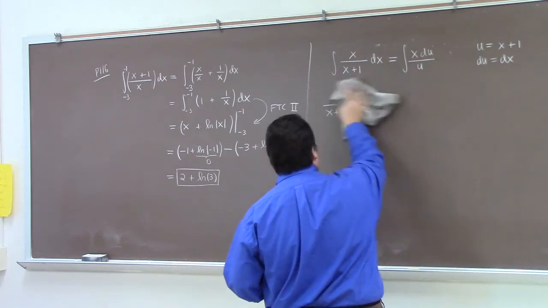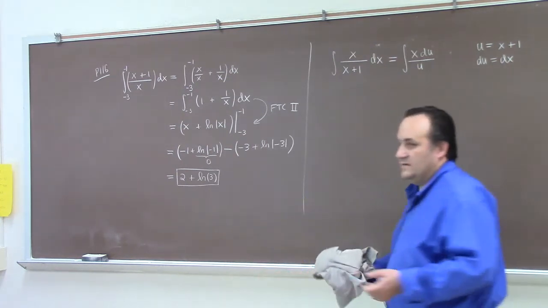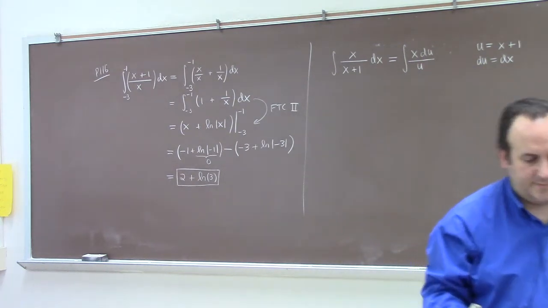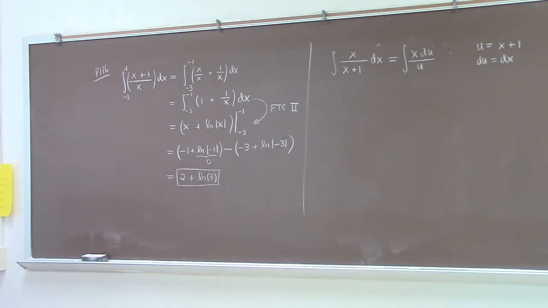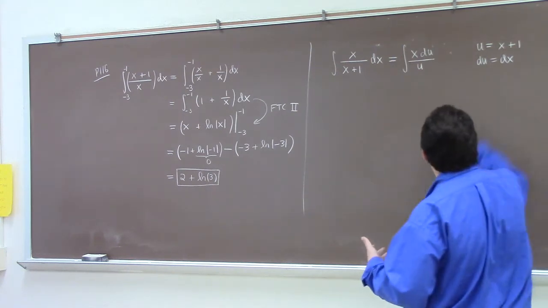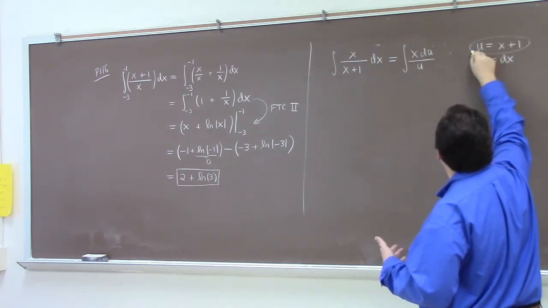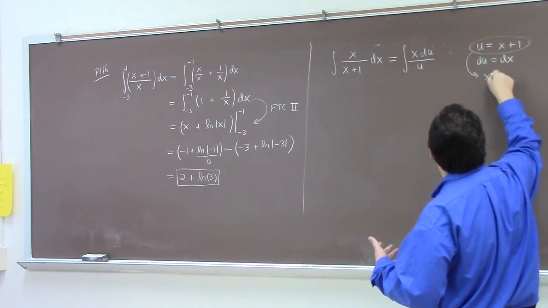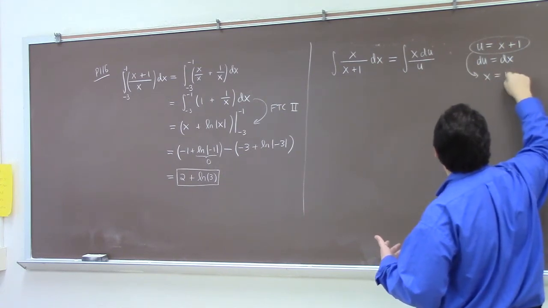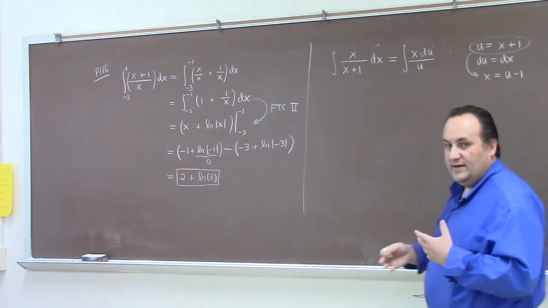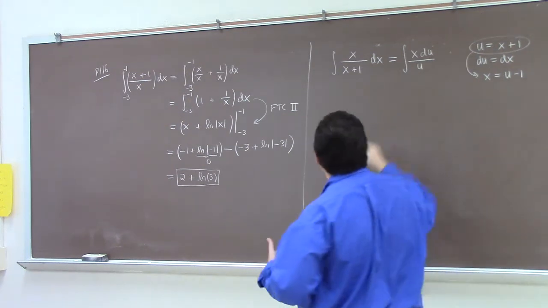Well, it depends on your substitution. It can happen that when you have an x like that, there's no remedy. There's no fix for it, and your substitution was wrong. This case, though, we can solve for x. See this? If u is equal to x plus 1, what's x equal to? U minus 1, right? So we can trade the x for a u minus 1.